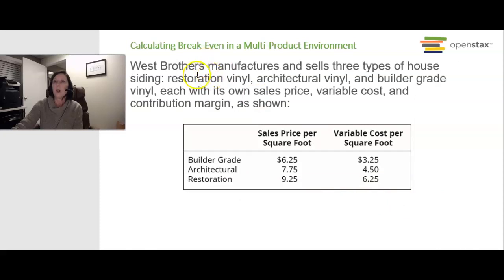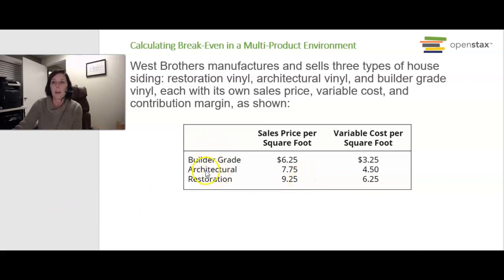In this case, we've got a manufacturer that has 3 different kinds of house siding. They've got restoration, architectural, and builder grade vinyl. Each has its own price, cost, and margins.